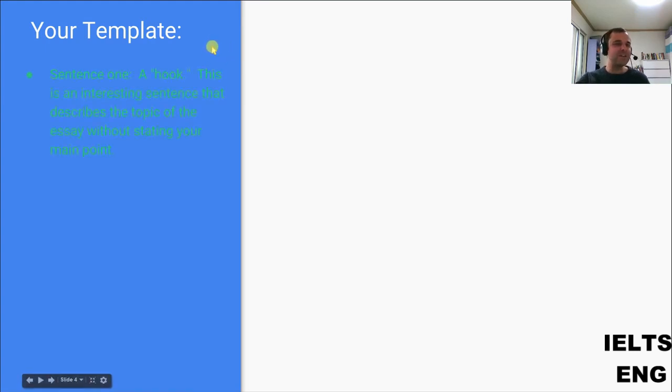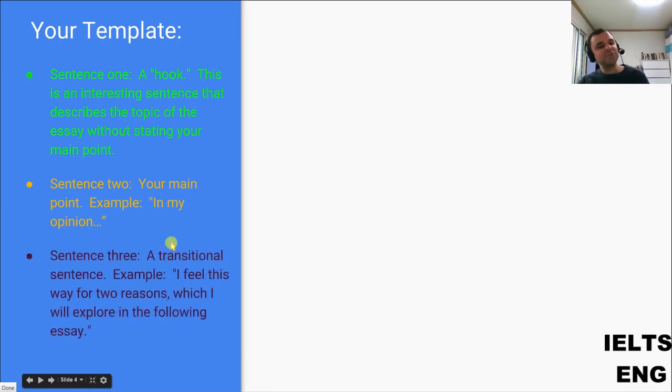So what is that template? Well, first of all, sentence 1 is what we call a hook. This is an interesting sentence that describes the topic of your essay without yet stating your main point. I'm going to show you an example of this in a moment, by the way. The second sentence is, in fact, your main point. Begin with something like, in my opinion. And then your third sentence is what we call a transitional sentence. Something like, I feel this way for 2 reasons, which I will explore in the following essay.